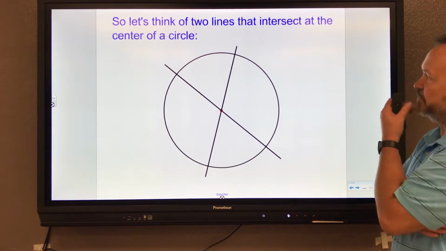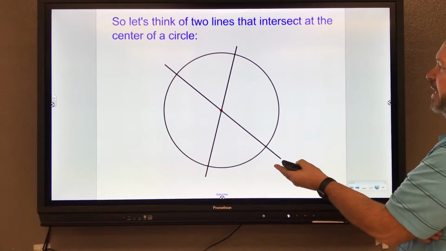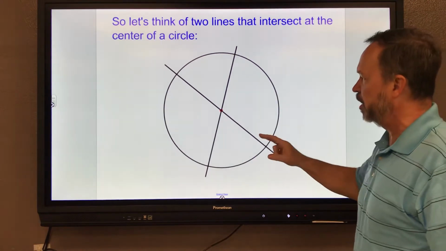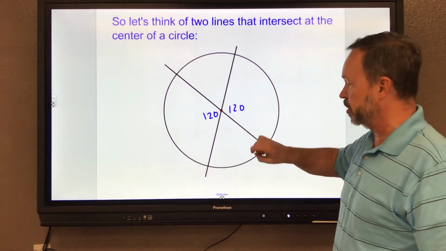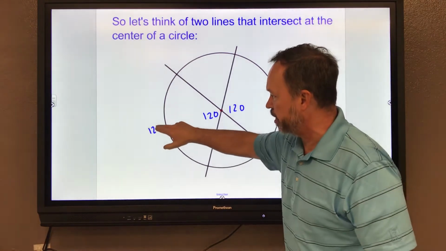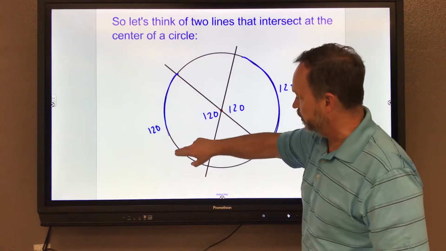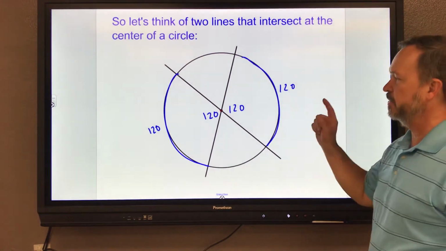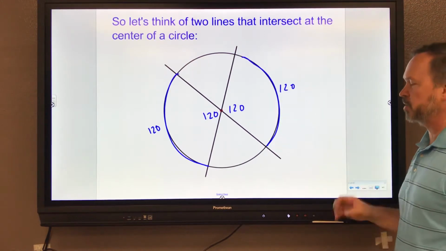So let's think about two secants that intersect at the center of the circle, and that's special. It creates four central angles, and if this was 120, then this would be 120 because those are vertical angles, so they're congruent. And if the central angle is 120, then the measure of the arc is 120, and the measure of this arc is 120. So these two arcs would be congruent, both 120. That's stuff we saw before, when you have central angles, because it's a one-to-one relationship between the measure of the angle and the measure of the arc.